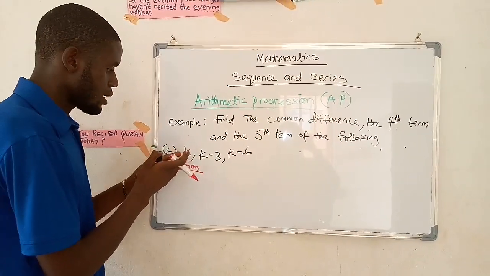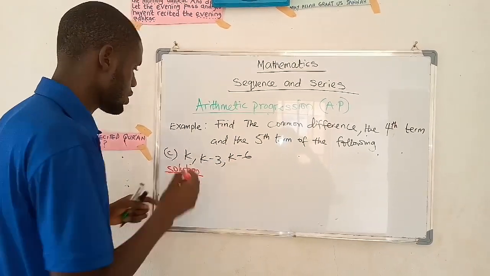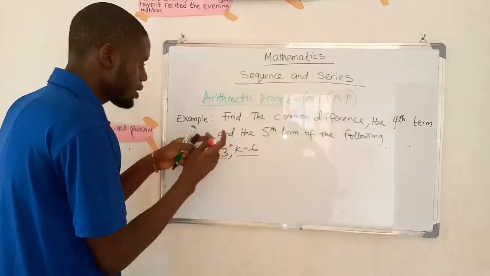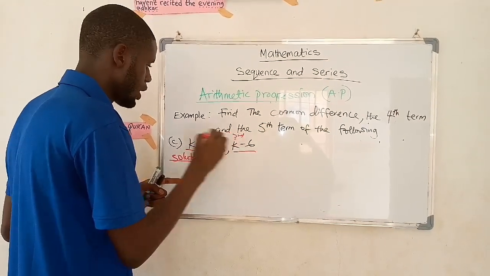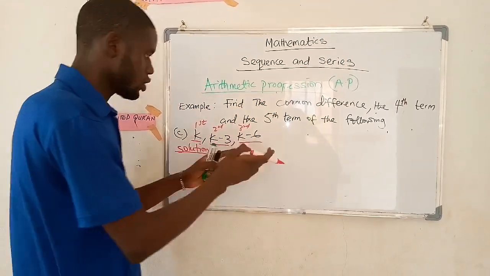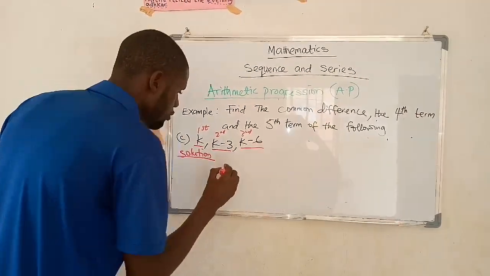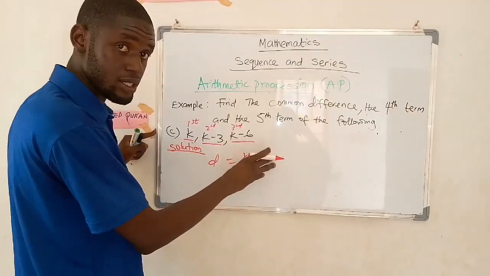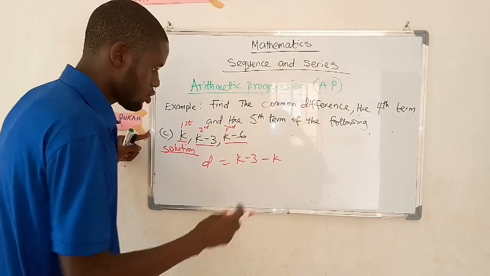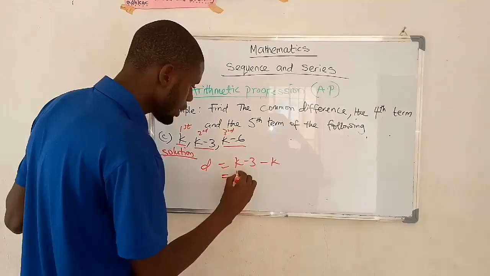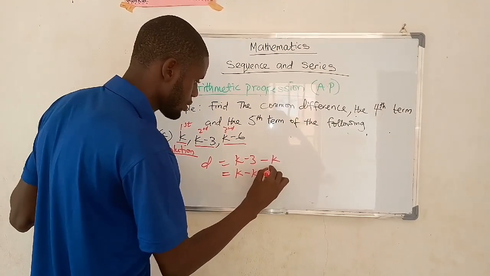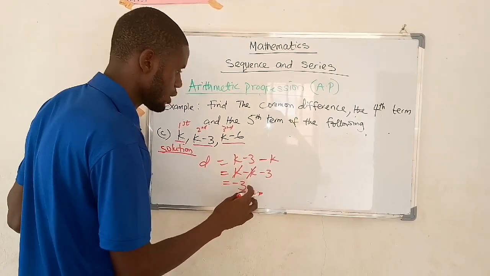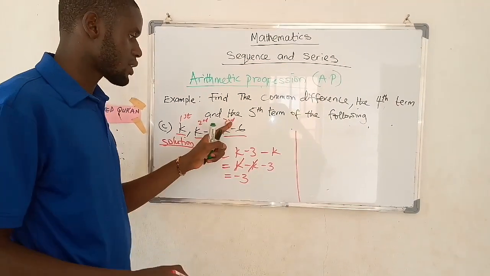But it's actually not, because we have letters now, alphabets. We have k minus 3, k minus 6. The whole of this is the first term, the second term, and the third term. So to get the common difference, we either subtract the first from the second or the second from the third. So we're going to do both. Now for D, the common difference, let's subtract the first term from the second term. So we have k minus 3, I told you the whole of this is the second term, minus k. So we collect like terms, we are going to have k minus 3 minus k, k cancels out. So what is left is what? Minus 3.